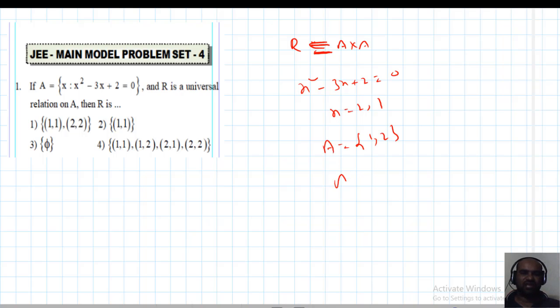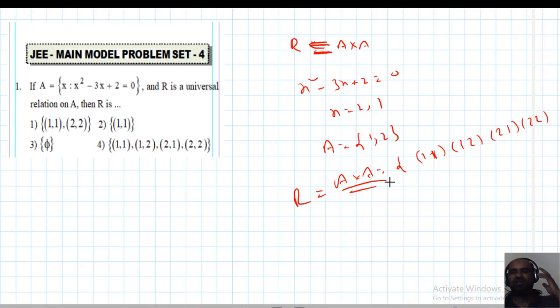A cross A has 4 elements. What are they? Another 1, 2. So (1,1), (1,2), (2,1), (2,2), 4 elements. The A cross A is nothing but R now. Universal relation R is nothing but (1,1), (1,2), (2,1), (2,2). See, check the options. Okay, the fourth option is correct.